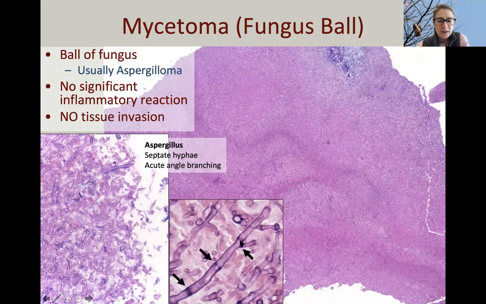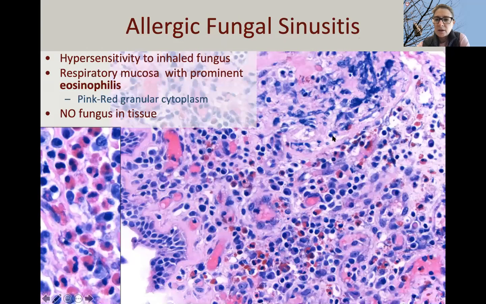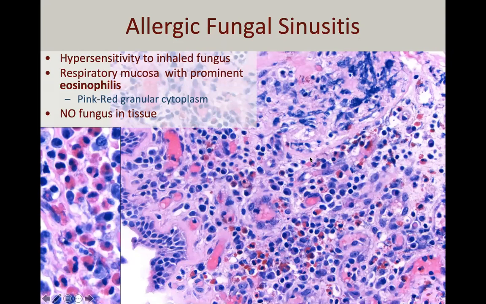What we generally see is hyphae like this with septations and branching, and all of this purple is just the ball of the fungus. This doesn't have any invasion into the tissue. Sometimes these fungal balls are associated with actual inflammation, fungal sinusitis. Sometimes the fungal sinusitis is not associated with these balls, so it can come in any hybrid of combinations.